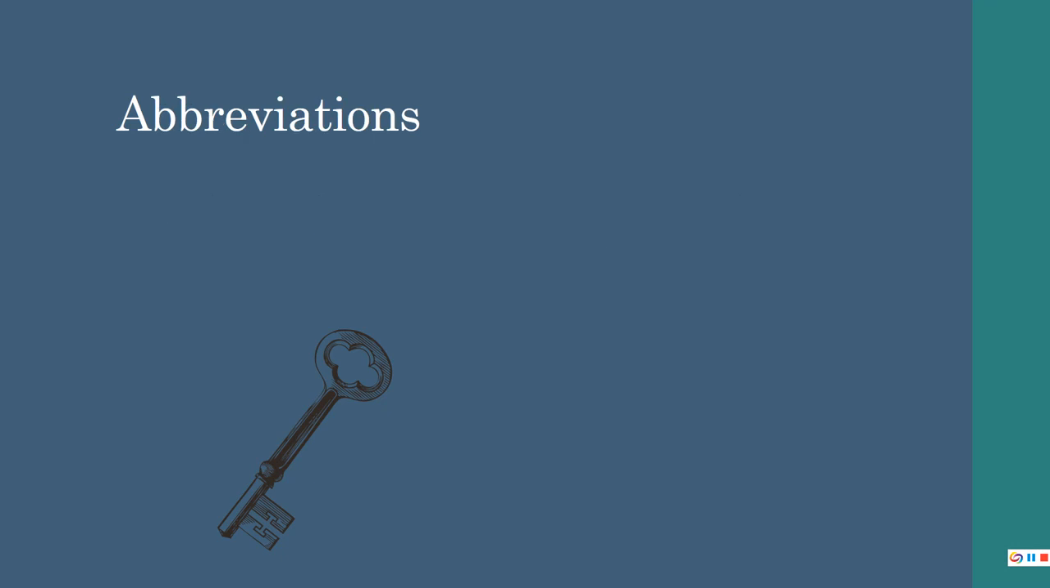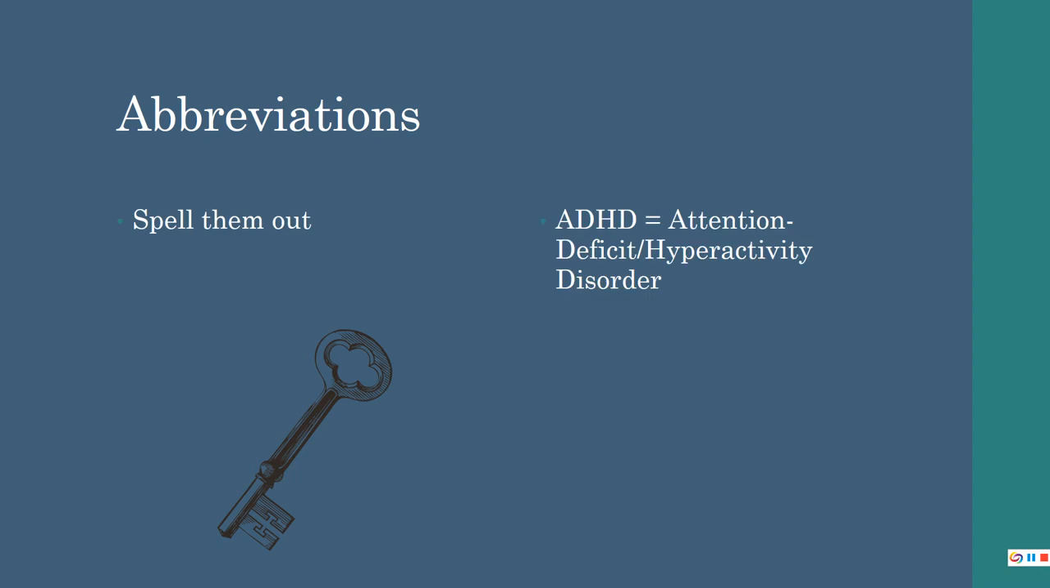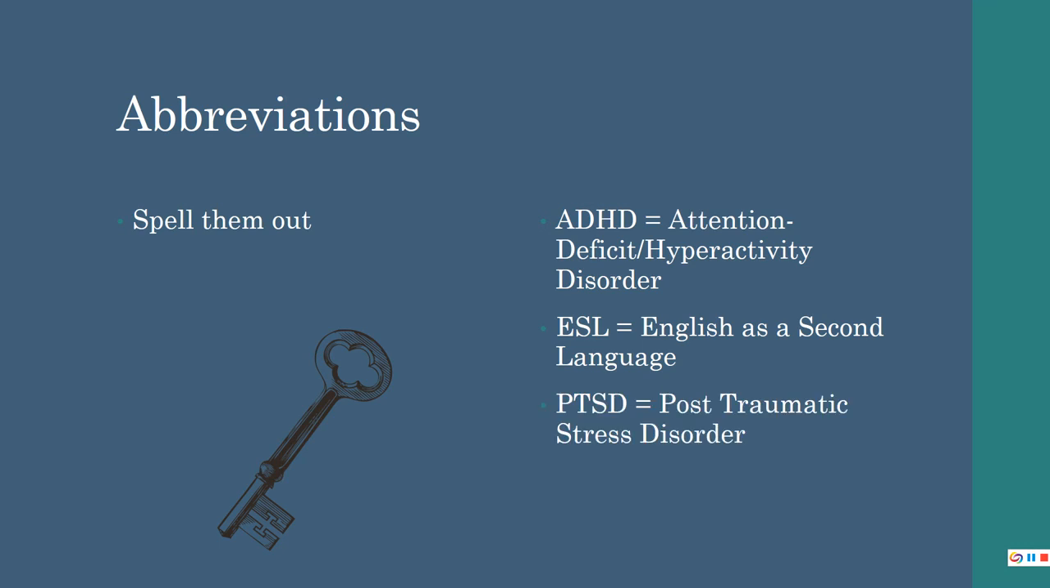If you have a word or phrase that is often abbreviated, spell it out for your search. Instead of ADHD, use attention deficit hyperactivity disorder. ESL would be English as a second language. And PTSD is post-traumatic stress disorder.